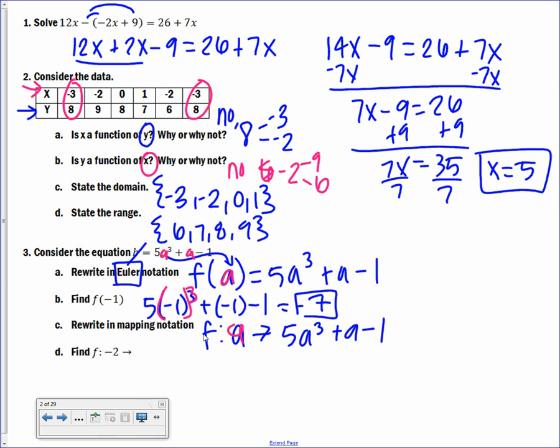Find f of negative 2. So again, all I'm going to do is plug in negative 2 anytime I see my variable, compute that out, and you should get a negative 43.